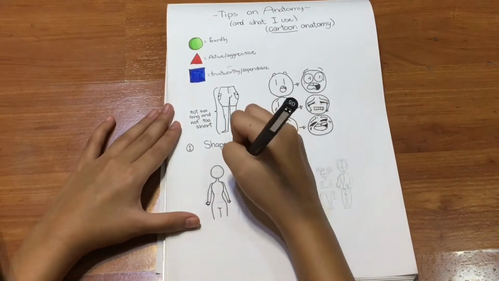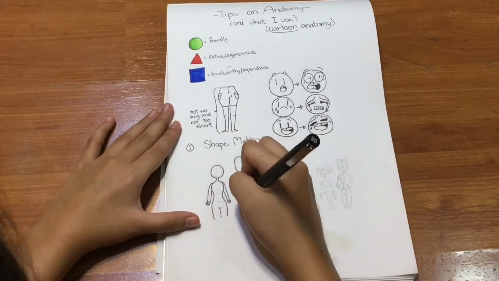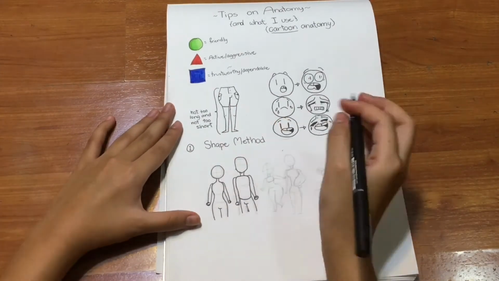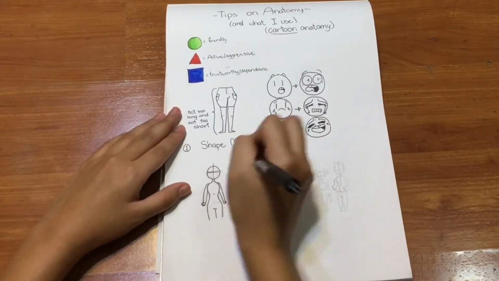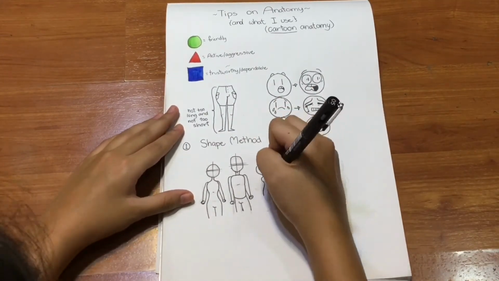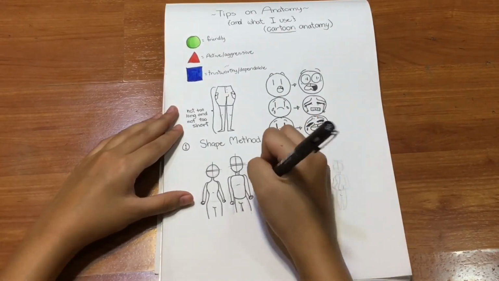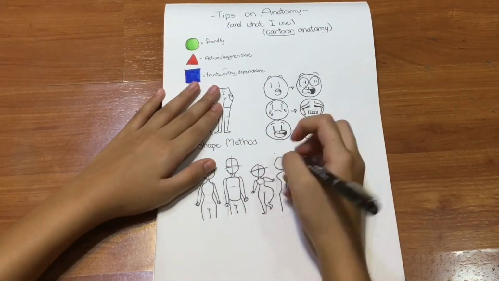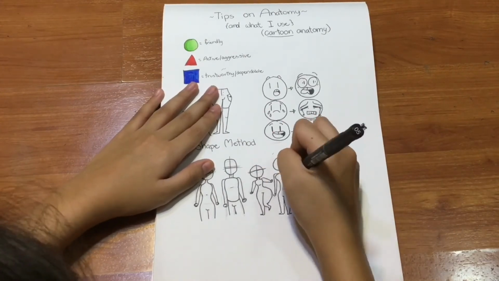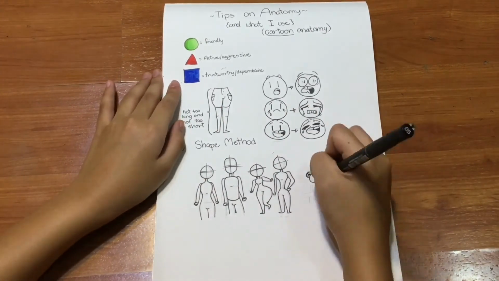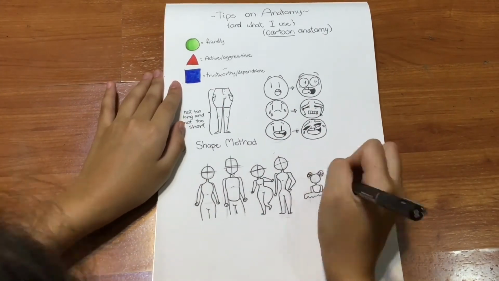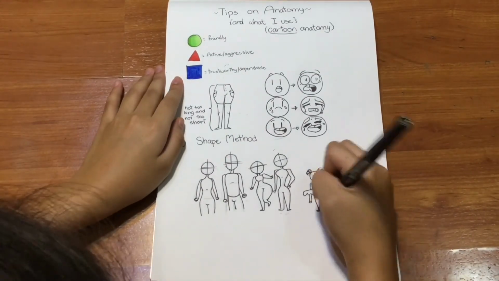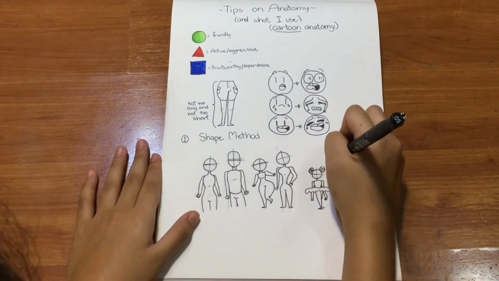Like I said, I like to use the shape method, which is where I put a bunch of shapes in the form of a body, then connect them up and turn them into a body, and then just add the face and everything else. Using this method is really easy for me at least, and using the tips I gave you at the beginning about the shapes and how expressive they can be, it can be really helpful.